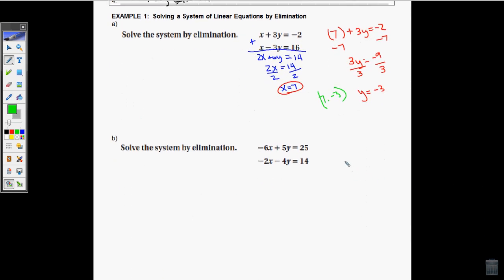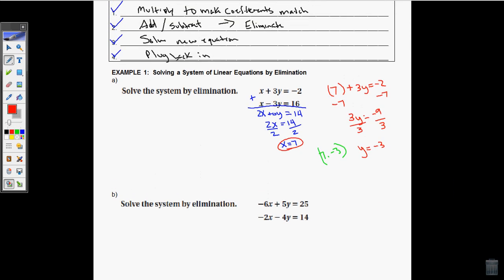Now let's look at a harder example. Okay, in our last one, my coefficients were already set up for me. It was nice and easy. Let's look at one where that's not the case. Okay, in this one, I do have to go to step 1 and multiply. Multiply to make coefficients match. Now, when I multiply something, I have to multiply the entire equation.